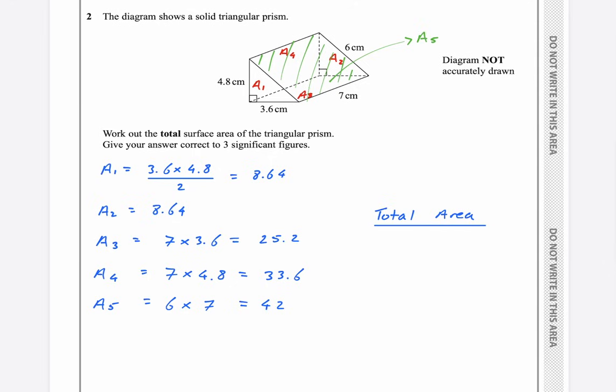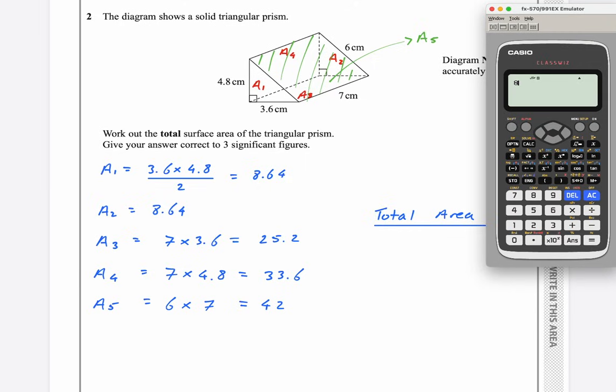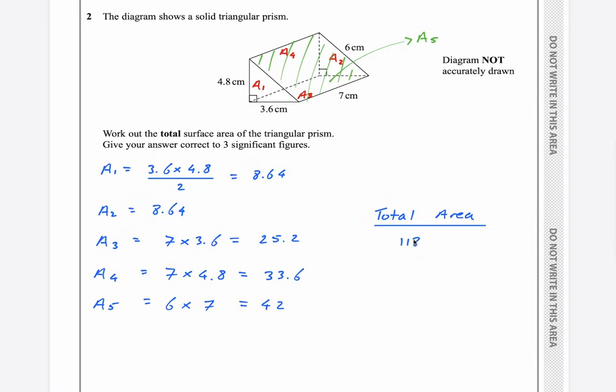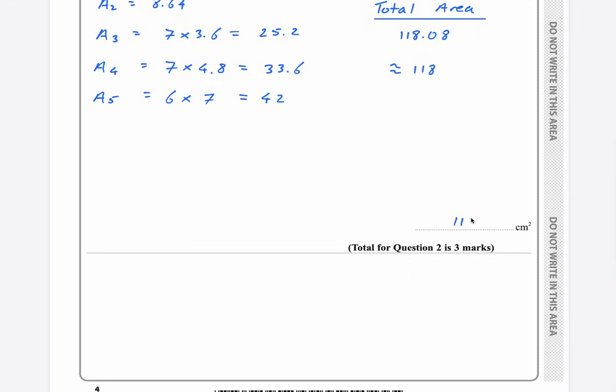So let's just do it on our calculator, guys. That's 8.64 times 2, because there's 2 of them, plus 25.2 plus 33.6 plus 42 gives me this, which is 118.08. He says 3 significant figures, so I'll say 118, and it's centimeters squared, and that's there anyway.